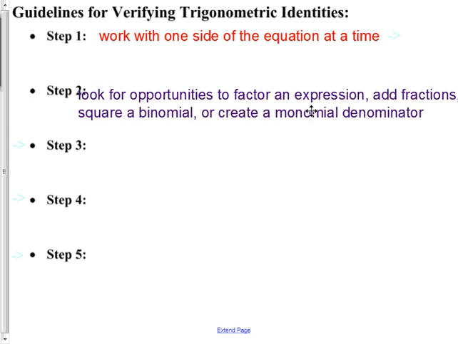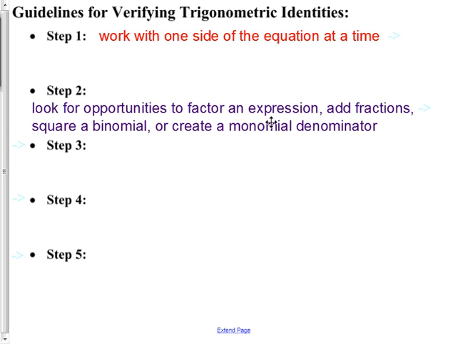Step 2, look for opportunities to factor an expression, add fractions together, square a binomial, or create a monomial denominator. If there's any way we can switch the denominator from being something like 1 minus sine squared to cosine squared, that is typically the step that we need to do to be successful.